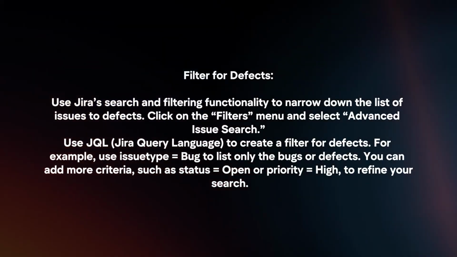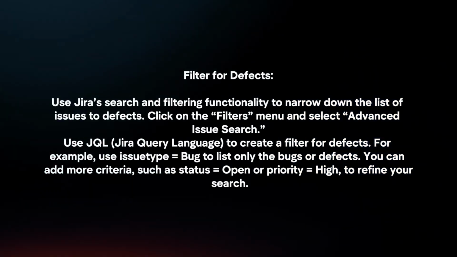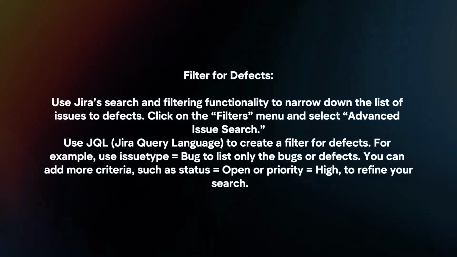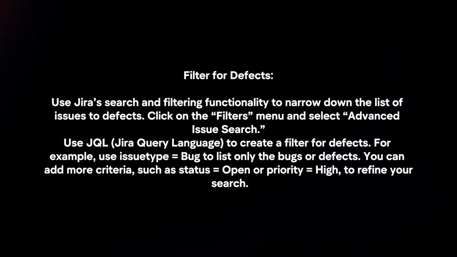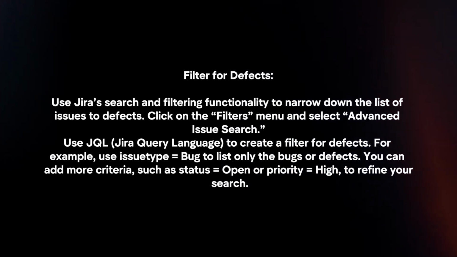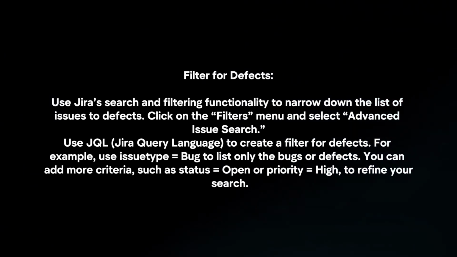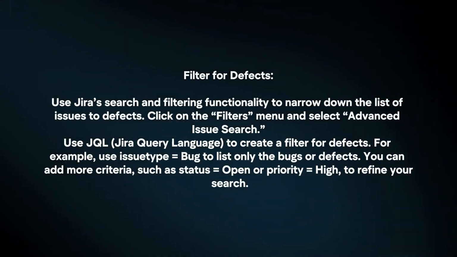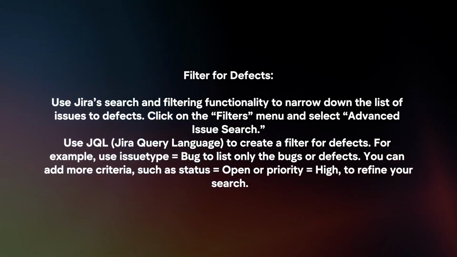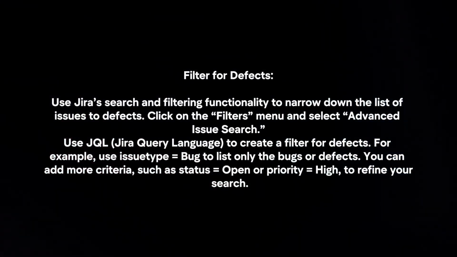Filter for defects. Use Jira search and filtering functionality to narrow down the list of issues to defects. Click on the Filters menu and select Advanced Issue Search. Use JQL to create a filter for defects. For example, use issue type equals bug to list only the bugs or defects. You can add more criteria, such as status equals open or priority equals high, to refine your search.